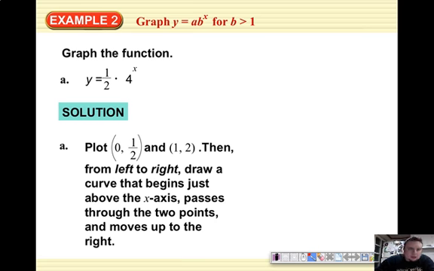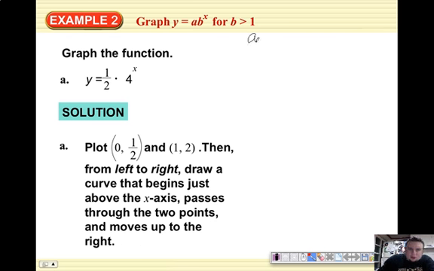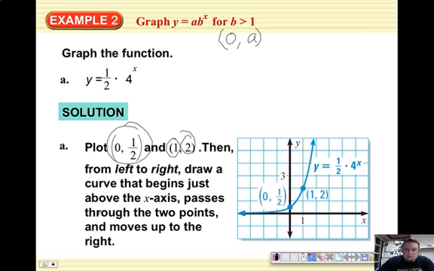Number 1, plot. Why are they plotting 0, 1/2? Do you remember? Because 0, comma a is always on these exponential functions. So 0, comma 1/2, put it on there, and 1, comma 2. That'd be easy to do. Plug in 1 right here and you'll get 2. So there's a couple coordinates, but you can just go to your calculator and type it in. And then just above the x-axis, so don't cross that asymptote. Pass through those points, moves up to the right. Make a smooth curve like this. That's how you want to graph an exponential growth.